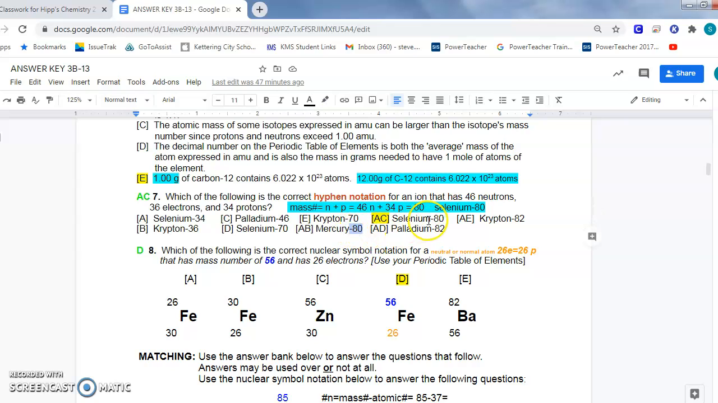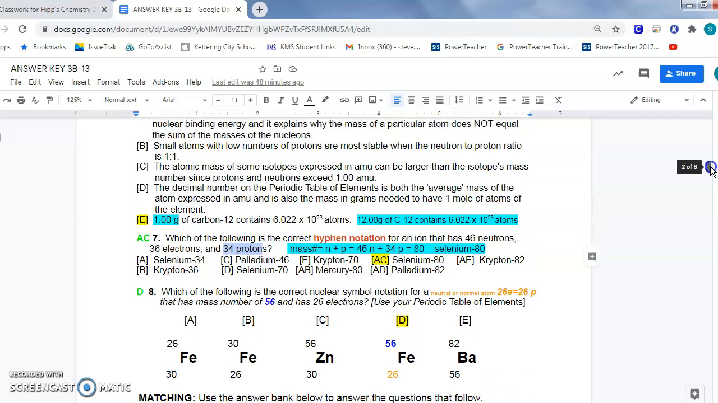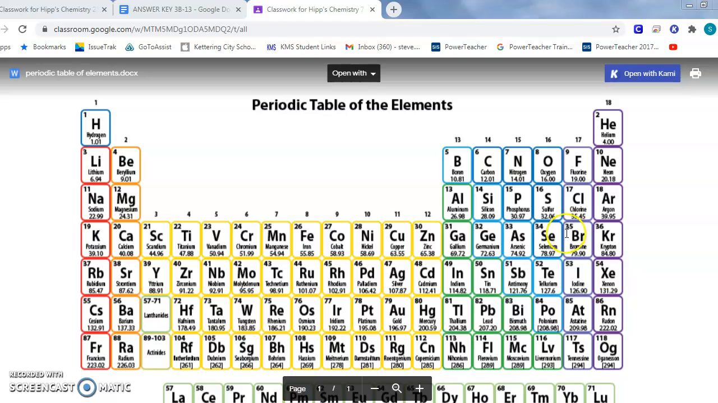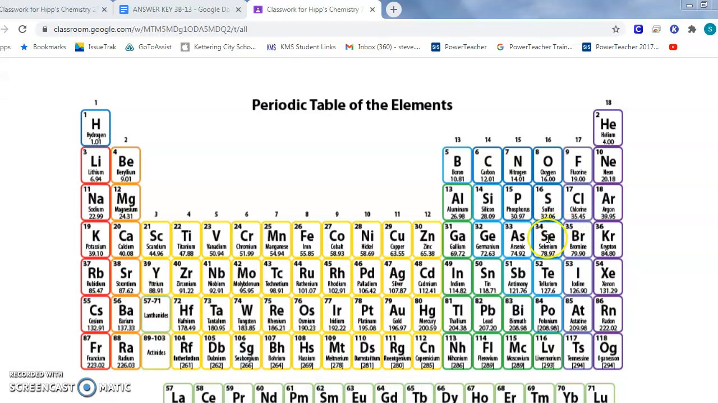Letter AB has a hyphen 80, and letter AC has a hyphen 80. But we need to use the number of protons to figure out what the element is. So we need to look on the periodic table to see which element has atomic number of 34, or number 34 written in the box, and Moseley told us that it's that number. It's that atomic number which can be used to identify the atoms. So looking on our periodic table, we find atomic number 34 identifies selenium.